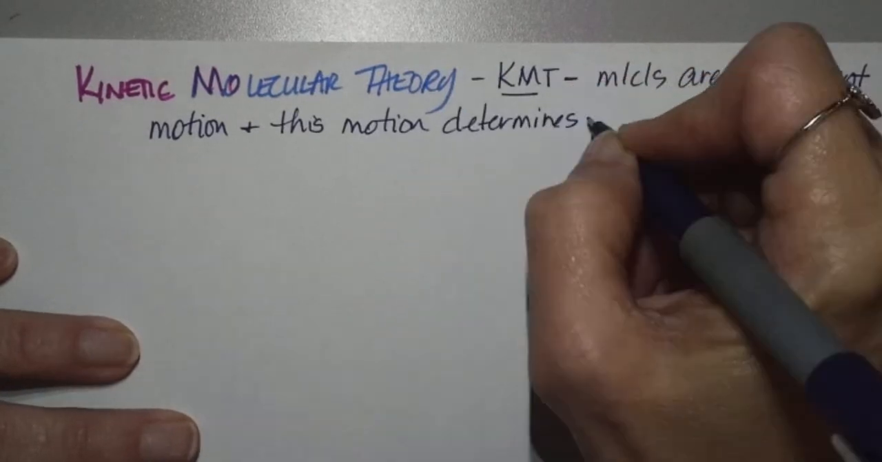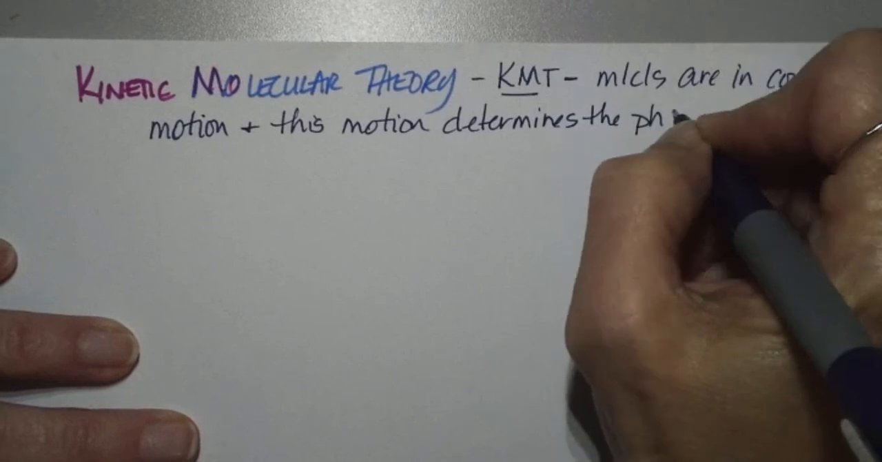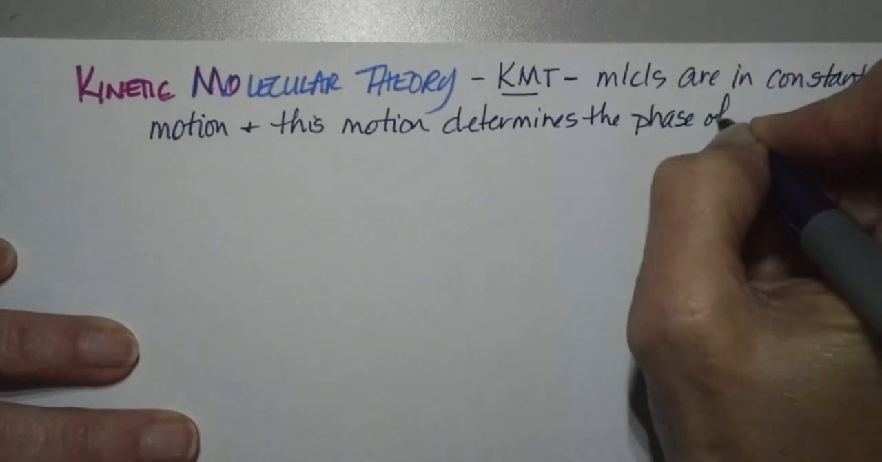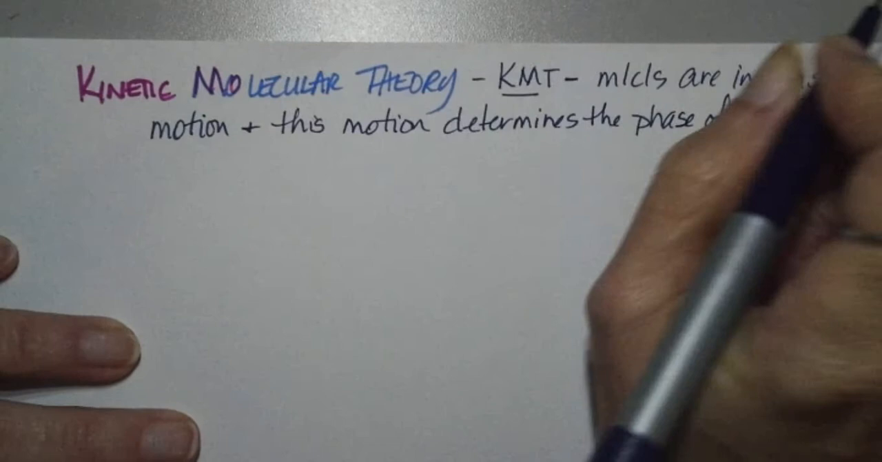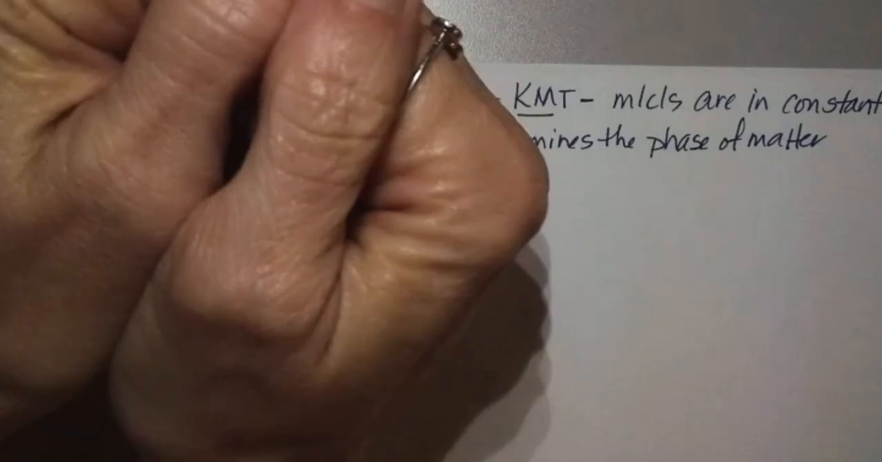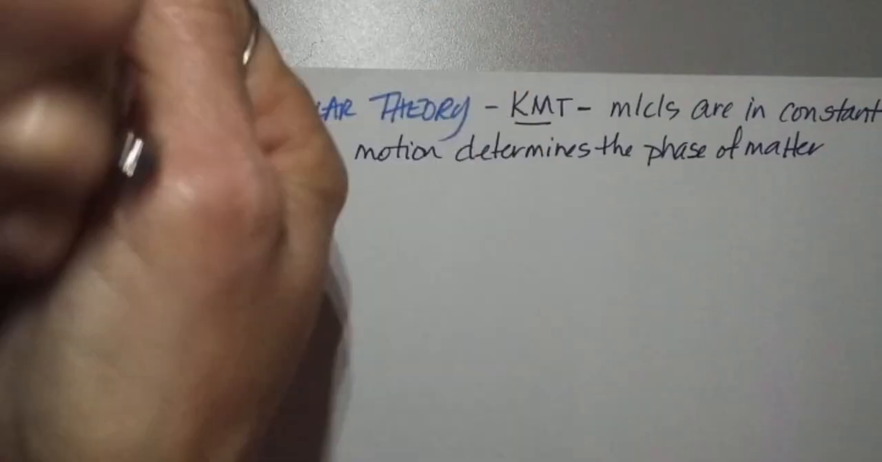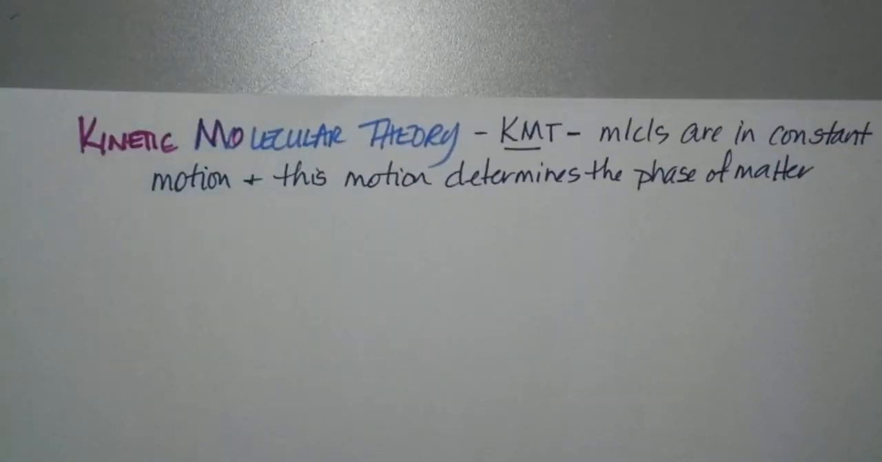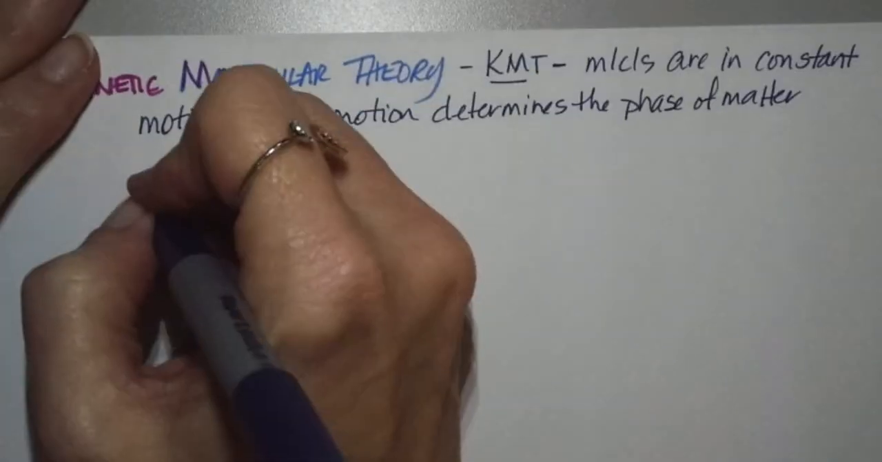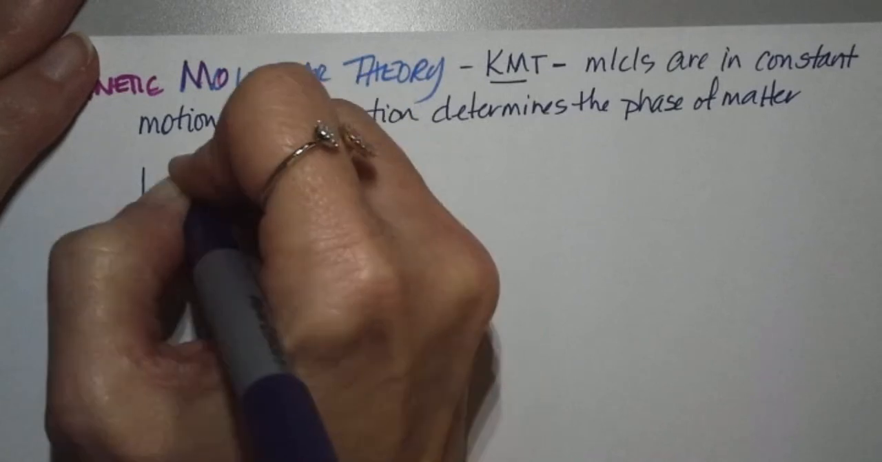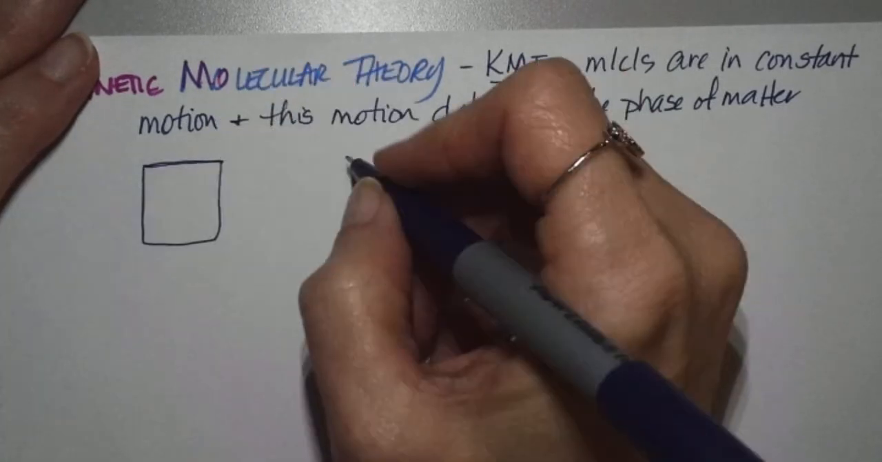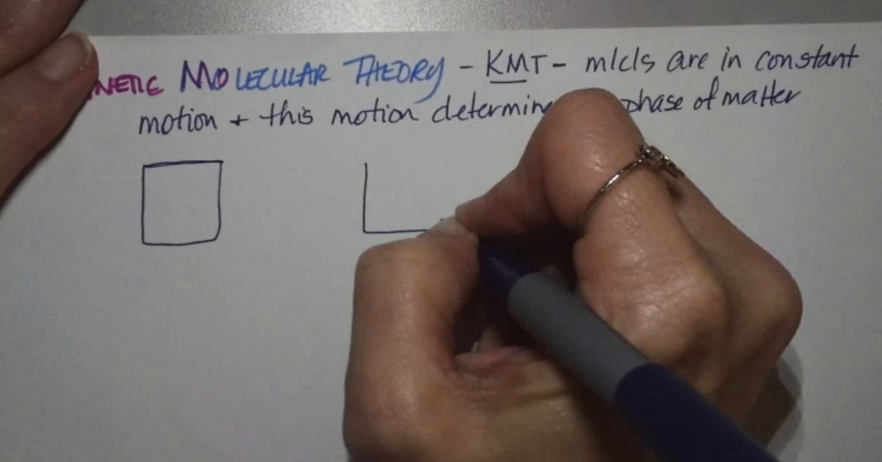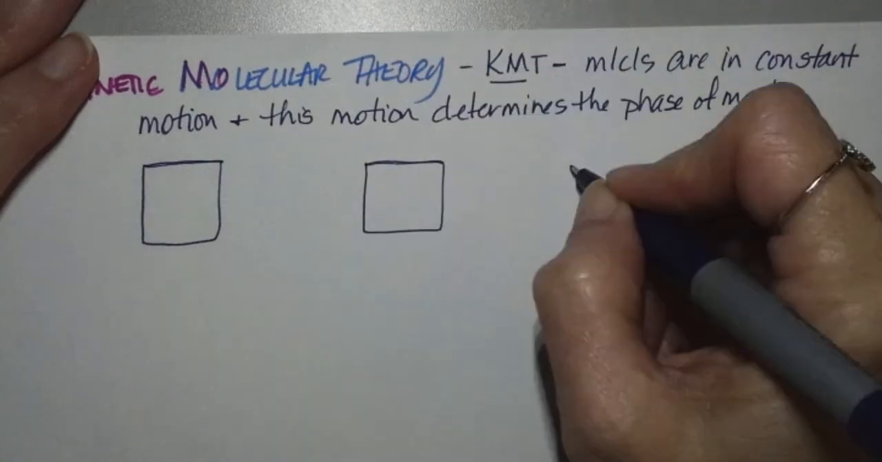Okay, we talked about this. Solid, they're vibrating. Liquid, they slide all over each other. Gas, they're going all over the place. That's what we're talking about here. So draw this. Draw your 3 beakers and put a solid, liquid, and a gas in there. And my gas has to have a lid, because otherwise the molecules will leave.